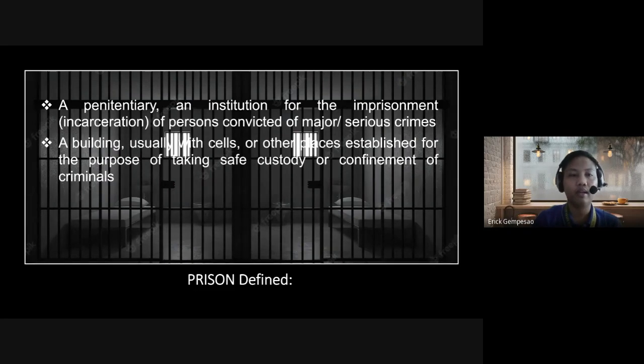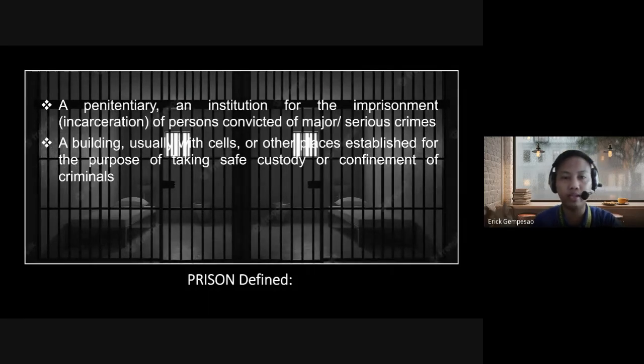Okay. The next definition is that it is a building, usually with cells or other places established for the purpose of taking safe custody or confinement of criminals. Again, the second definition is a building, usually with cells or other places established for the purpose of what? Taking safe custody or confinement of criminals. Okay? So the second definition is not limited only to major or serious crimes, or to convicted offenders, but also covers the safe taking of persons, the confinement of criminals. Okay?